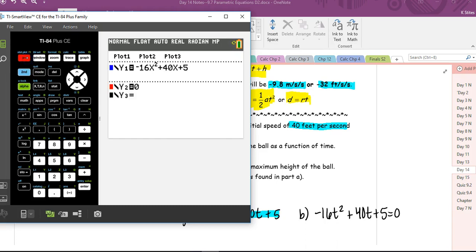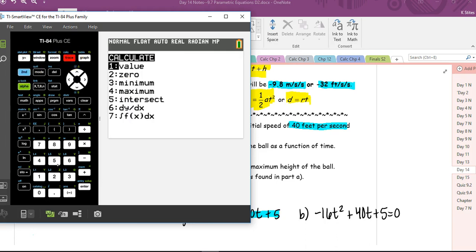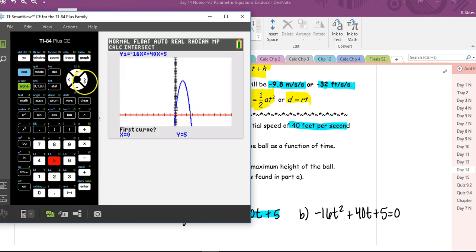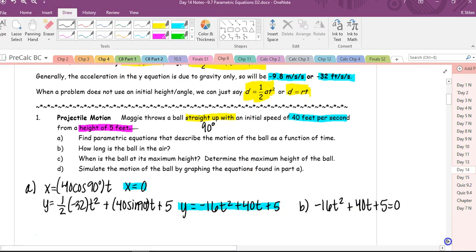You are going to have to put a 0 in for y2 because then we'll be able to find our intersection. So second trace 5, and come over here. Enter, enter, enter. Okay, so that's about 2.619 seconds.